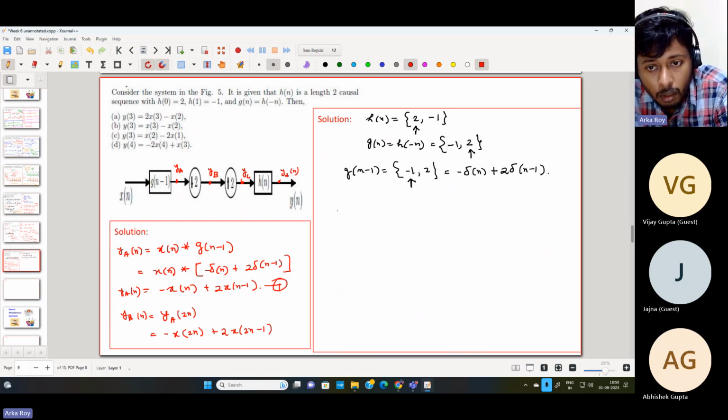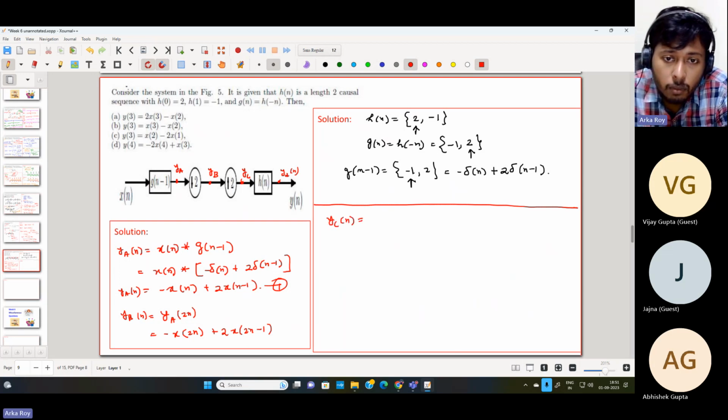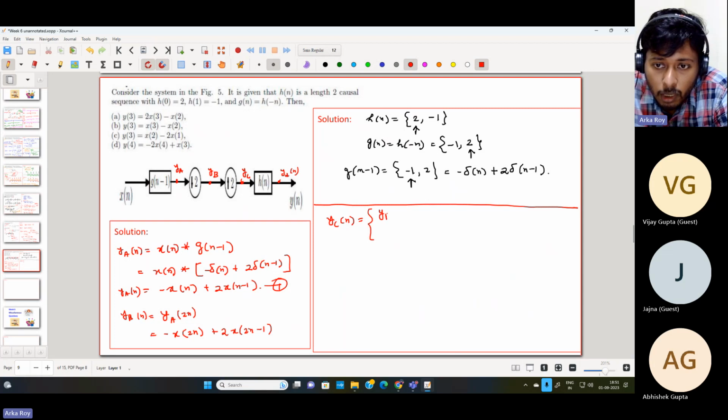Thereafter, we need to find yc[n]. We can see there is an upsampler associated with it. For an upsampling operation, we know that yp[n] is yb[n/2] when n/2 is an integer, and 0 elsewhere.